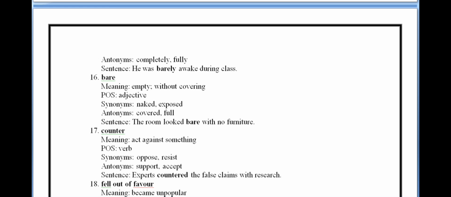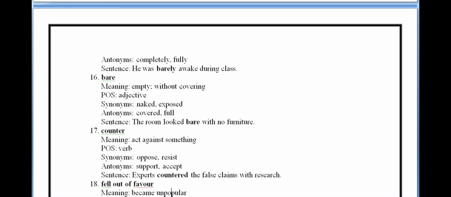Similarly, we have the next word which is bare, B-A-R-E. Bare is empty, without covering. It is again an adjective. Synonyms are naked or exposed. Antonyms are covered or full. Sentence: the room looked bare with no furniture. That means the room was empty and it had no furniture.